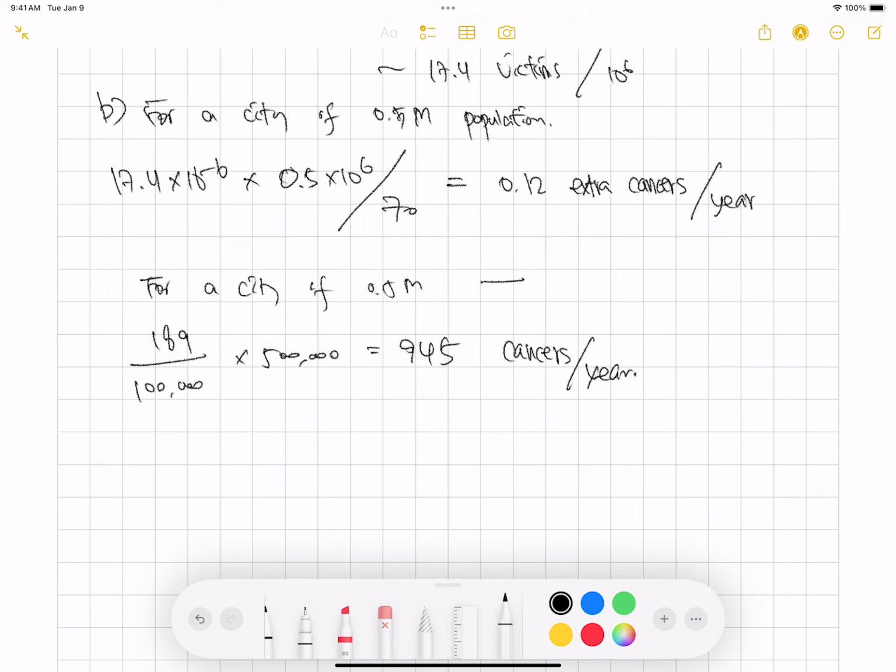So even though there is some risk from being exposed to chloroform in potable water, it is not that big a deal compared to the general cancer risk. That's how we can interpret the calculation that we have here. Okay.